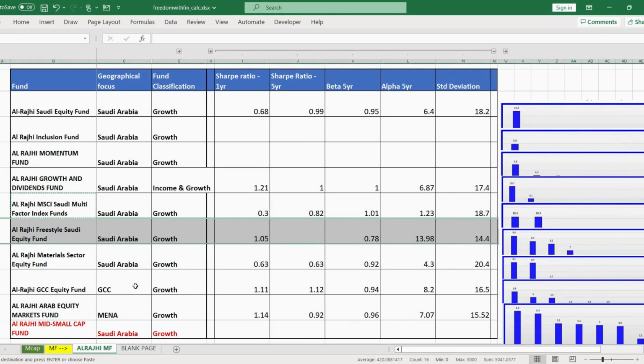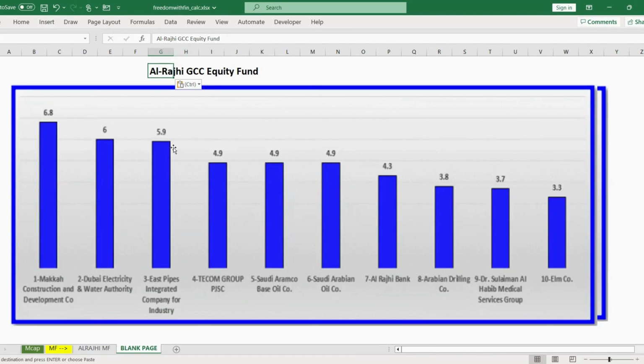So I do not want to diversify into all the countries in the world, right? I was explicitly interested only in KSA because I am in KSA and I know the potential of this country. So I'm not personally interested in GCC, but if you're interested in GCC, you should just check one of these in the portfolio of the AlRajhi GCC equity fund.